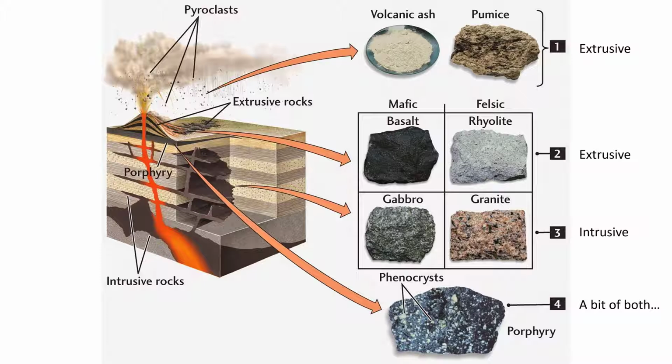On the felsic side, we have rhyolite as the extrusive rock, and that corresponds to more of a granite on the intrusive side. And in some cases you have porphyry rocks, which have a lot of phenocrysts, which are larger crystals within a finer grained matrix. And this is a bit of both in terms of slow rates of cooling to allow the larger phenocryst crystals to grow, combined with faster rates of cooling, such as what you would find in an extrusive environment, that would result in the finer grained ground mass.